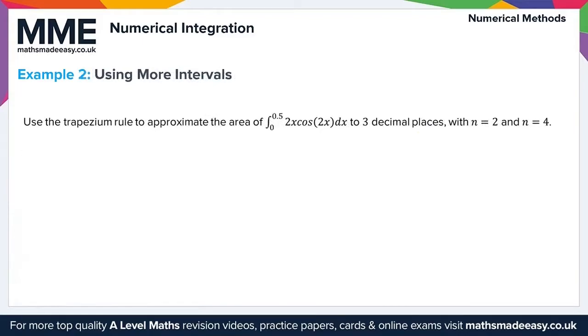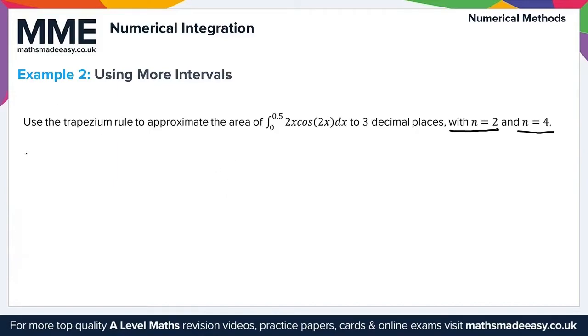Example 2 on numerical integration is taking a look at using more intervals. Using more intervals gives you more accurate approximations, and let's demonstrate that with this example. We want to use the trapezium rule to approximate the integral of 2x cos 2x between 0 and 0.5 to 3 decimal places, using n equals 2 and n equals 4.